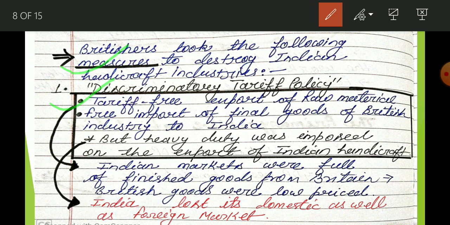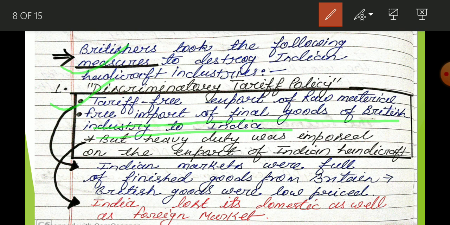Second thing, when Britishers made finished goods, machine-made goods, with the help of this raw material, okay, they return back with the finished goods to India and they sell them. Again, they do not have to pay any tax on it. So, free import of final goods of British industry to India.